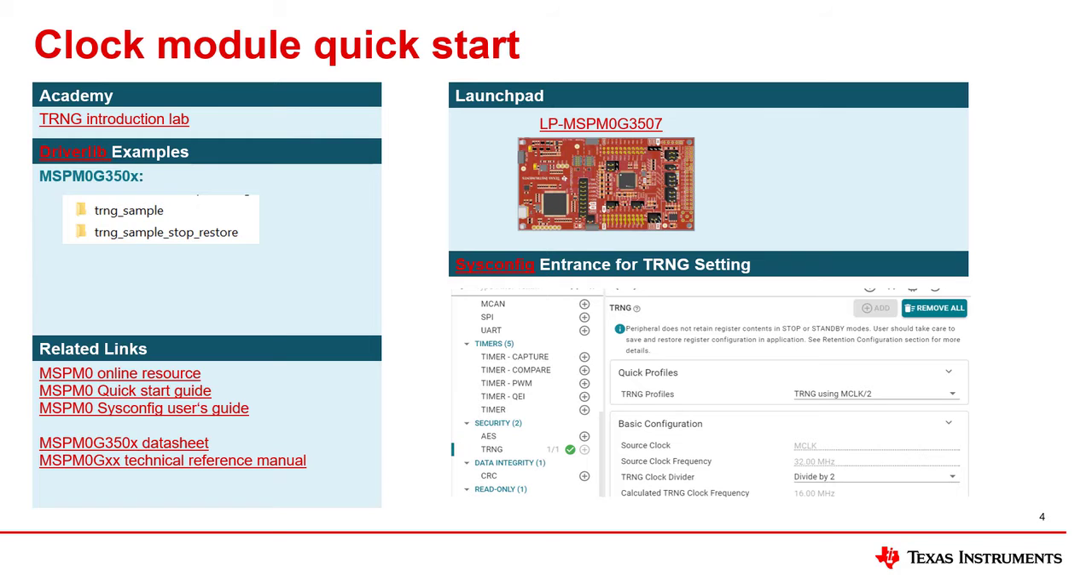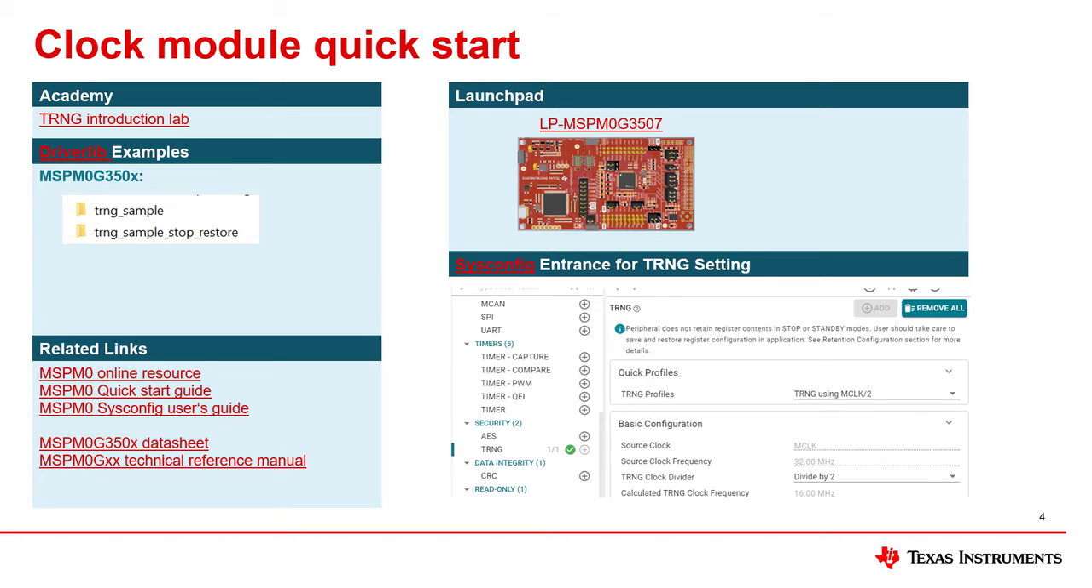Let's take a look at how to quickly evaluate the TRNG module on the MSP M0. The first step is to get an MSP M0G Launchpad, which can easily be purchased online at ti.com. The next step is to view the MSP M0 Academy page for the TRNG. This online tutorial will teach readers more about the TRNG module, and it will show some configuration and usage details using progressive tasks and questions.